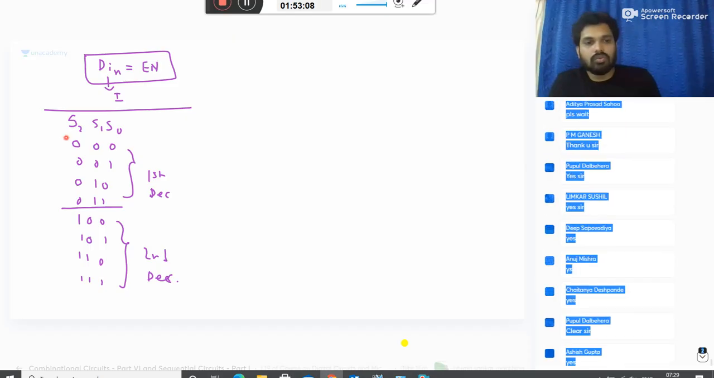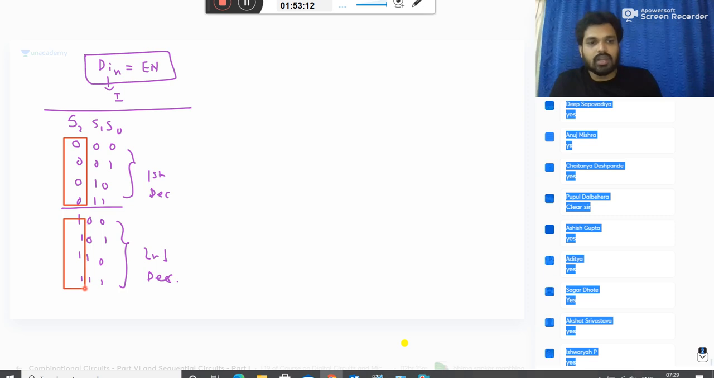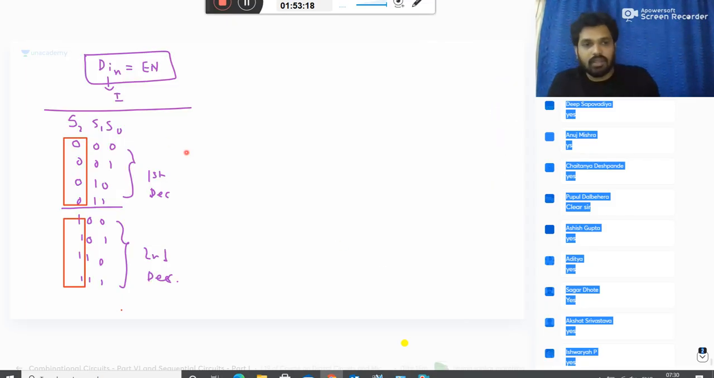So now you see S2 should be like that. When it is 0, it should select one part. When it is 1, it should select one part. Now go back. You see S1, S0. S1, S0 must be common to both decoder or demux.